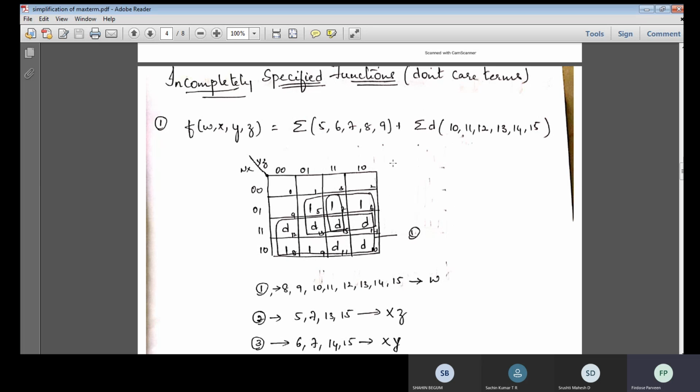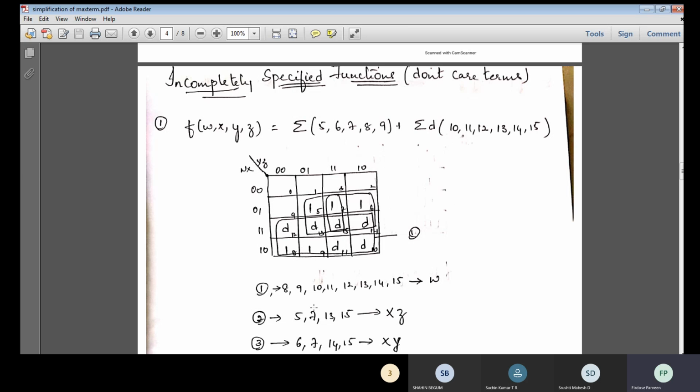So now, don't care terms, which are indicated by small d. They have given one problem, that is f of wxyz is equal to summation 5, 6, 7, 8, 9 plus summation small d 10, 11, 12, 13, 14, 15. So in cell numbers 5, 6, 7, 8, 9, I'll be placing 1. Now they have given 10, 11, 12, 13, 14, 15 as don't care terms.